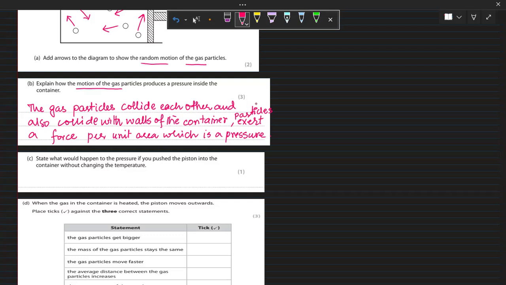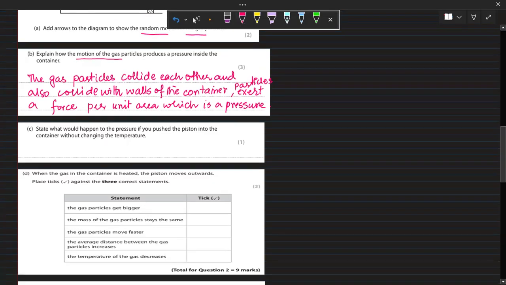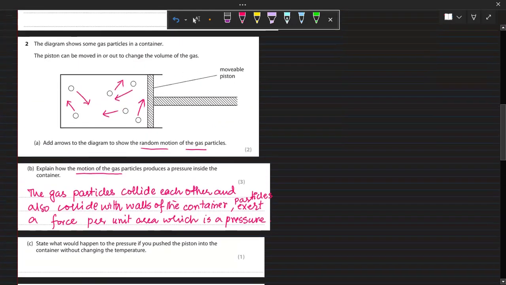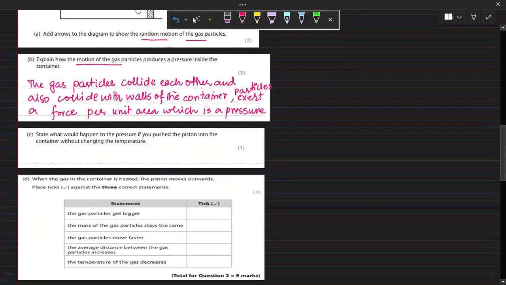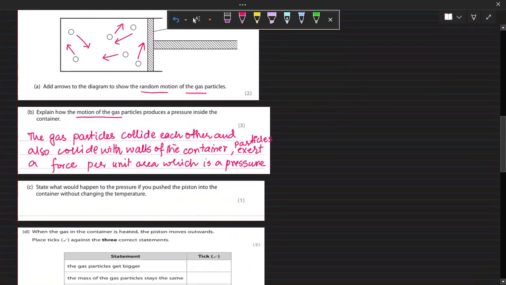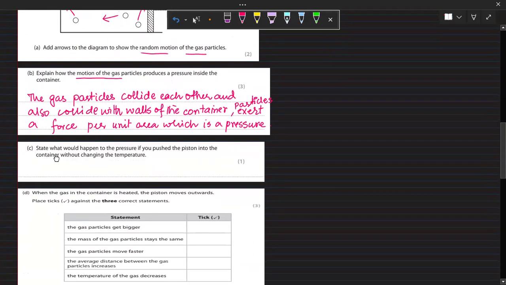Right. Now the next part says: state what would happen to the pressure if you pushed the piston into the container. This is the movable piston, and you are going to move this inside it. I'm erasing because this work will be shared after the class, and some students might get confused. Now, what do you think?